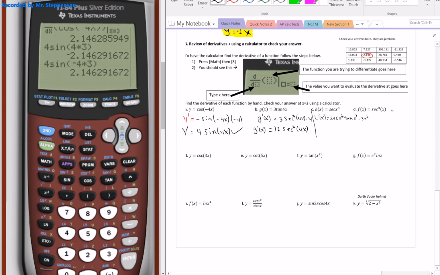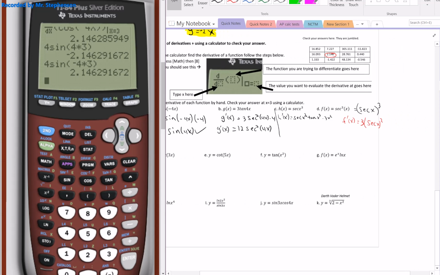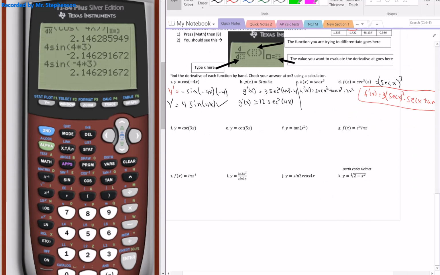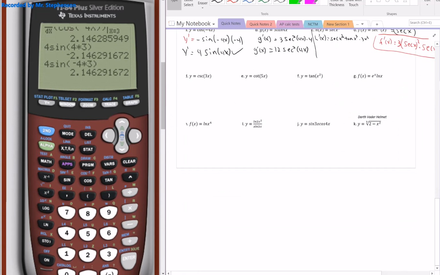This one's different, right? This one's saying secant x cubed, right? So the derivative of that is going to be 3, inside stays the same. And then the derivative of the inside is going to be secant x tangent x. Right, so that's that.